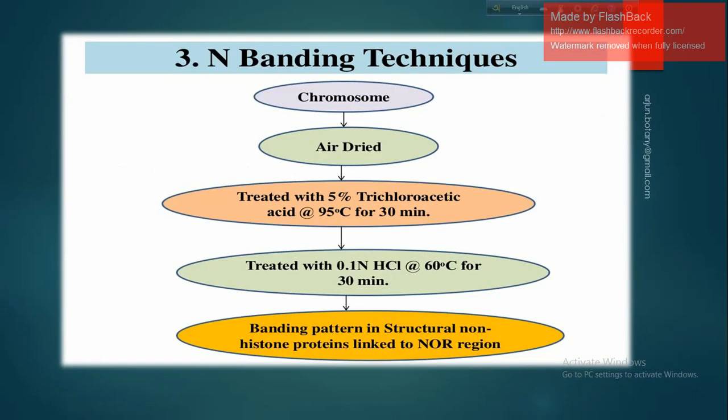Next, N banding, that is the NOR banding. That means this banding forms a band in the NOR region, the nucleolar organizer region, the constriction region of the chromosome. First of all, the chromosome is air dried and then treated with 5% trichloroacetic acid and kept at 95 degrees centigrade for 30 minutes. Then it is treated with 0.1 normal HCl at 60 degrees centigrade for 30 minutes. Then the banding pattern is formed on the non-histone protein of the NOR region.